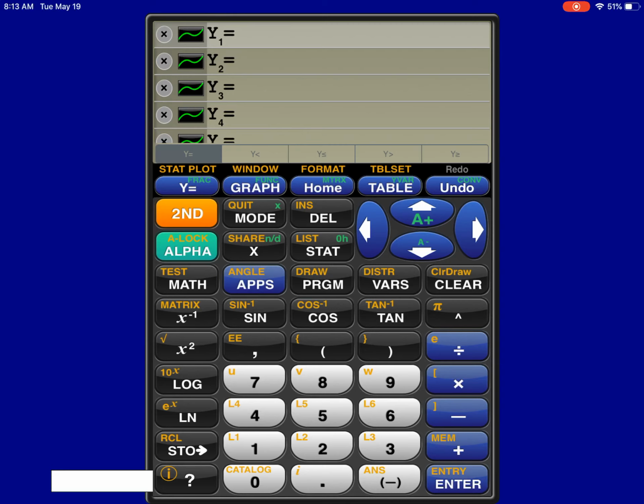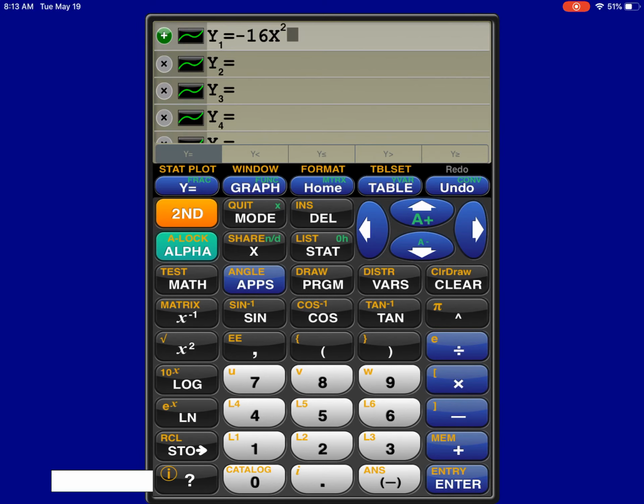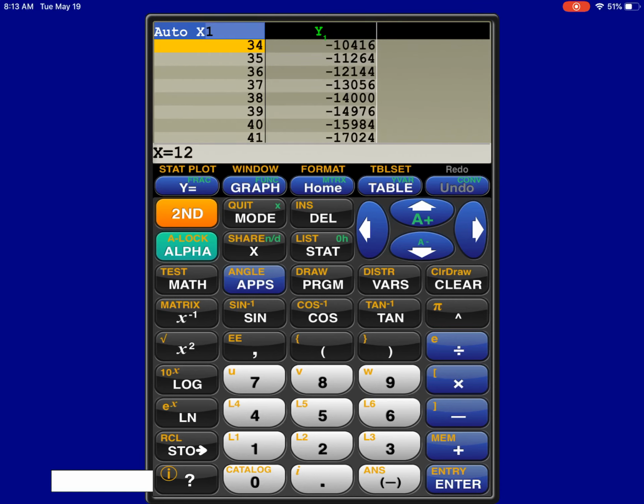That's this button. And say negative 16x squared plus 256x minus 624, which is the same problem we did in the other video. Now, when we want to sketch a graph, we have to go to table, not the graph. The table is what's going to give us the data points.